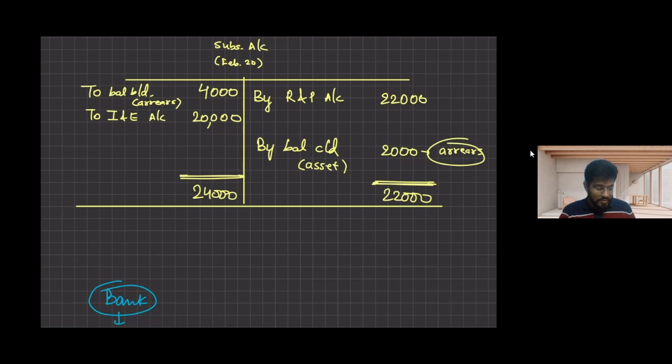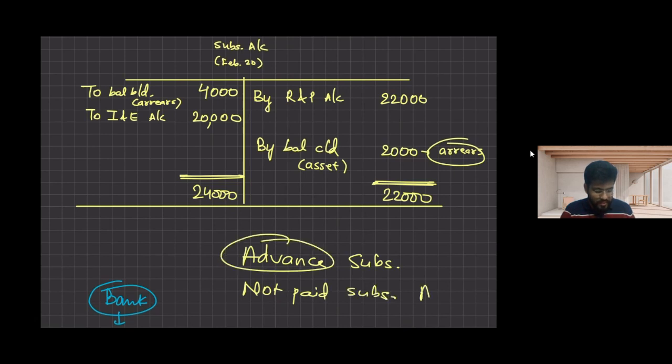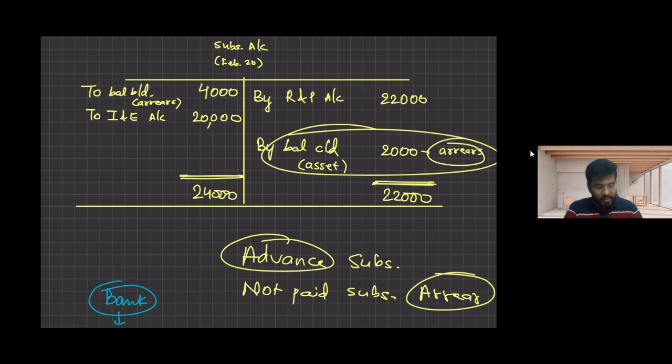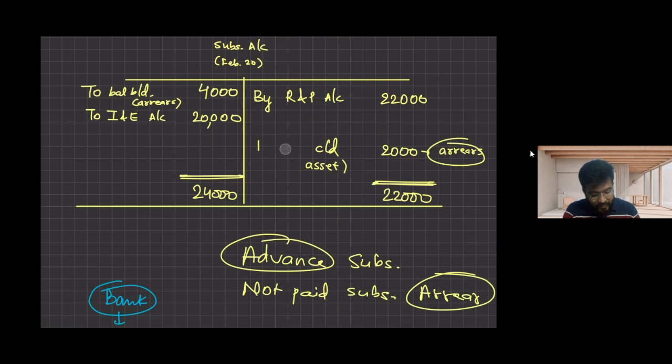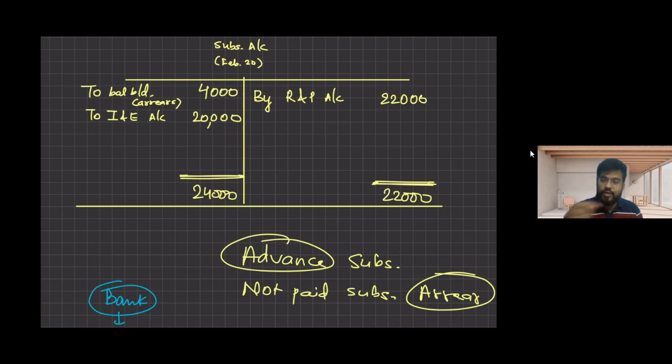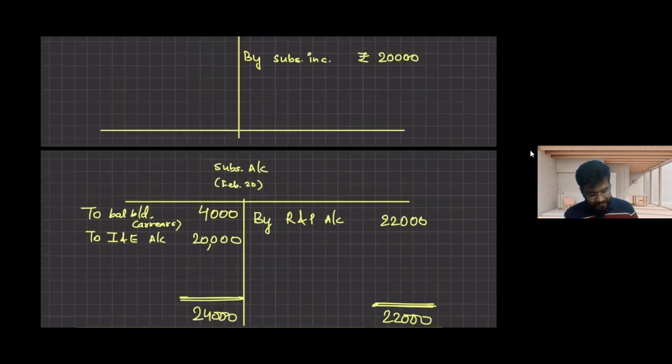Sir, why? Because some members have given advance subscription, and there are many members who have not paid subscription. So we have advance subscription as well as arrears of subscription. For that, I cannot write the balance straightforward over here. So I will rub this. So, sir, what we need to do? We need to do the analysis. We need to understand what is the advance, what is the balance which is left. Okay, now everyone with me try to understand that.